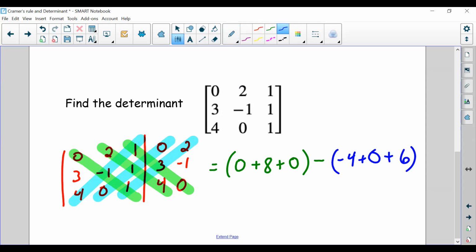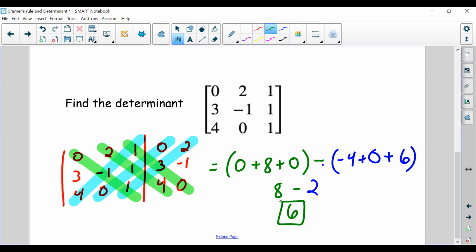So sum of the diagonals down minus the sum of the diagonals up. So let's do those sums. 0 plus 8 plus 0, 8. Minus, and then this sum here, negative 4 plus 0 plus 6, 2. And then 8 minus 2, sorry, 8 minus 2 is 6. So the determinant of this 3 by 3 matrix is the number 6.